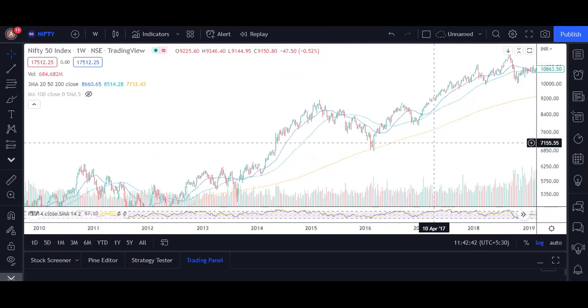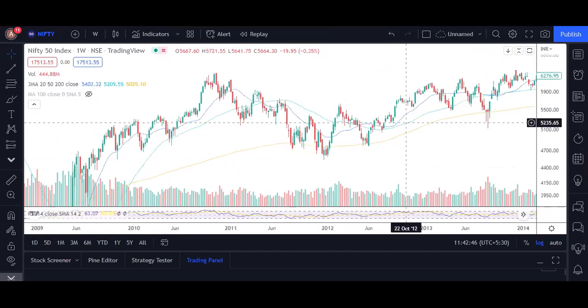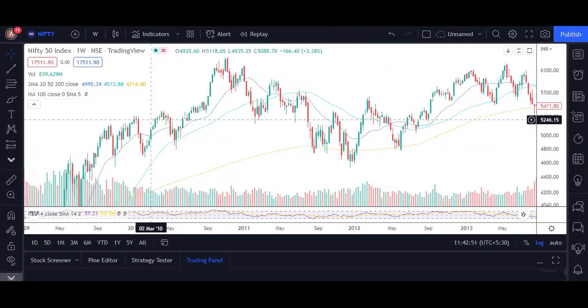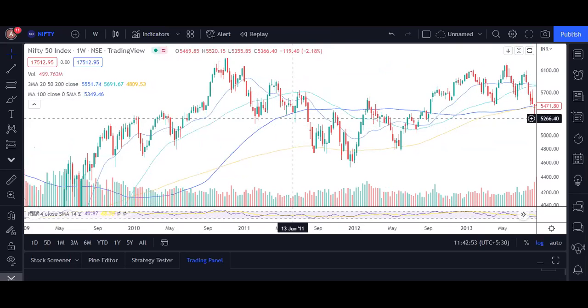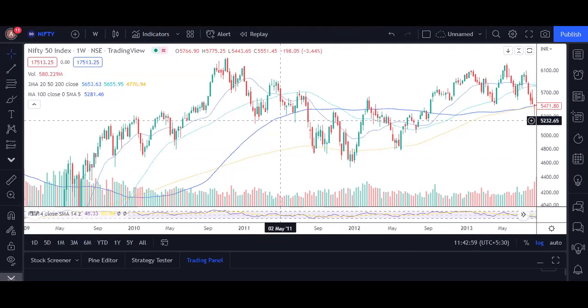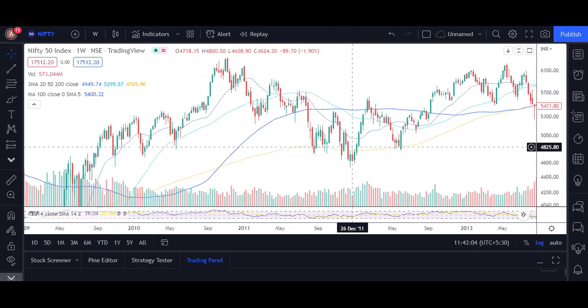Now let's look at the other occurrence when this has happened. Now this is the second case where this has happened. It's again the same kind of thing. It bounced back from 100 WMA, retested over here, and then fell back to 200 WMA. Very standard pattern, and I think it was almost the end of the correction.